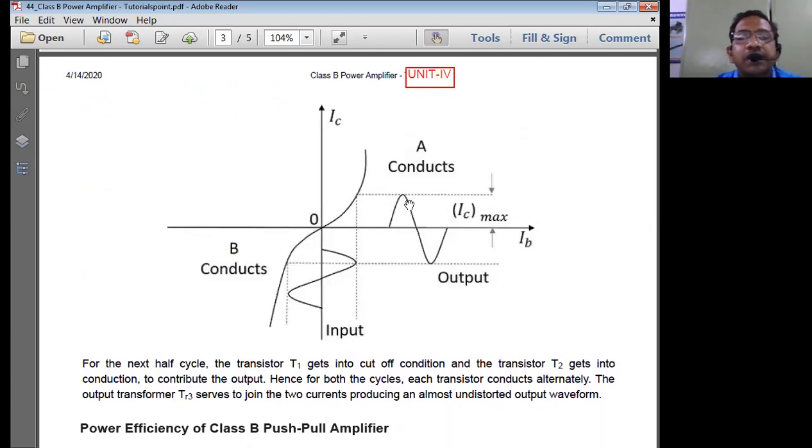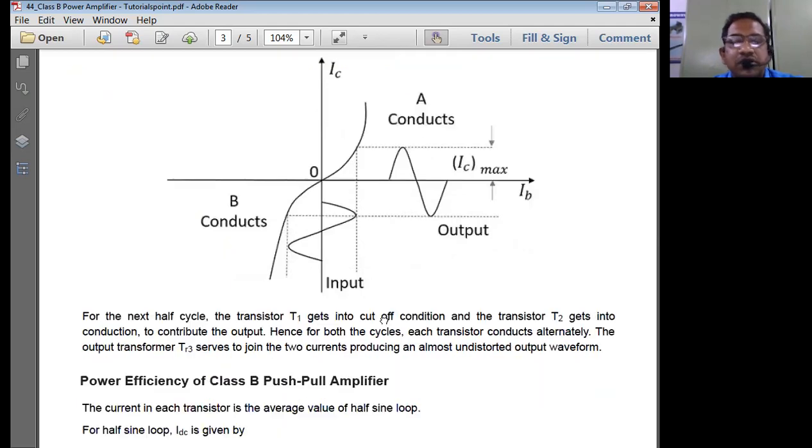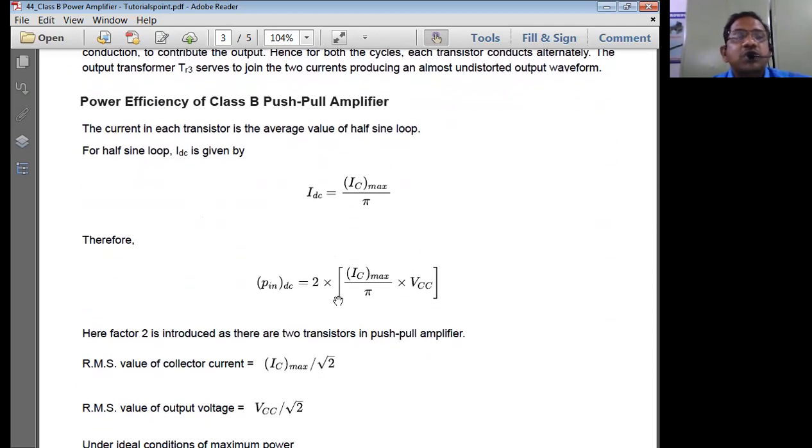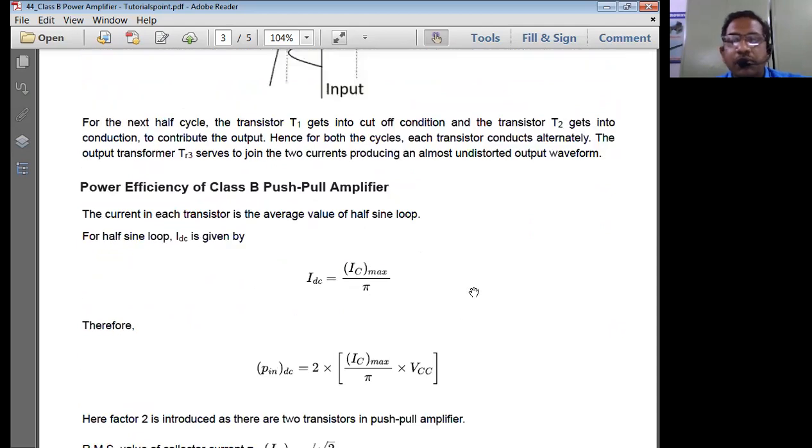We can as well explain the operation by using the current directions, base current versus the collector current. See here, this is transistor A, transistor B, that is the T1 transistor, T2 transistor. In these cases, for half a cycle one transistor conducts, and for the other half cycle transistor B is going to conduct. This portion is shown for B conducts, and this is for the A conduction portion. Like this we can show. This is the basic operation of the class B push-pull power amplifier circuit.